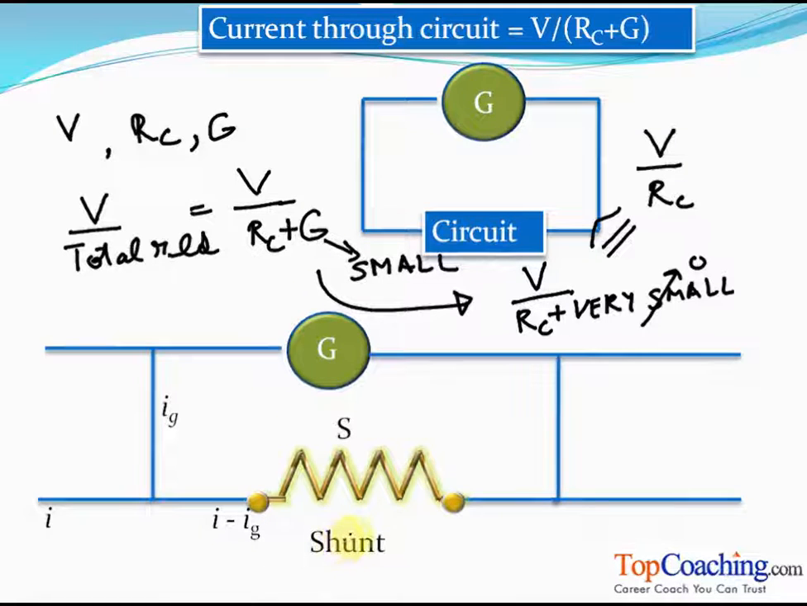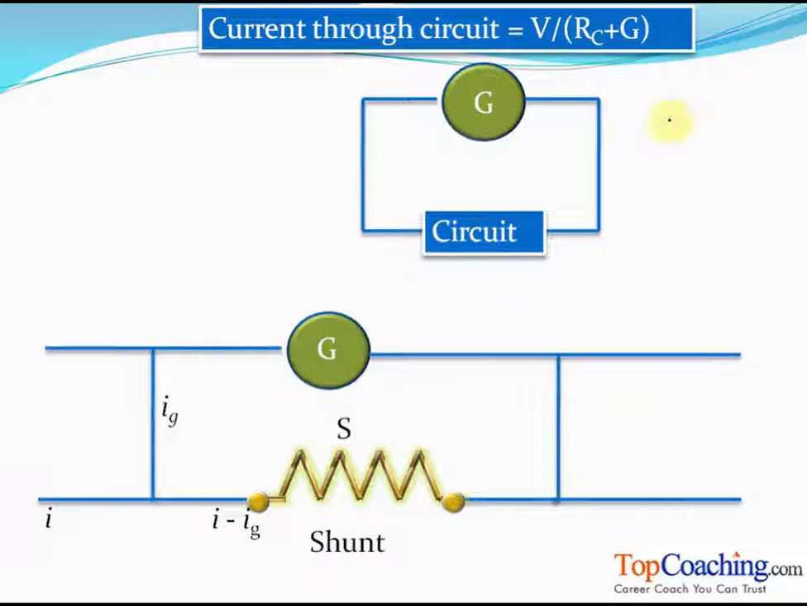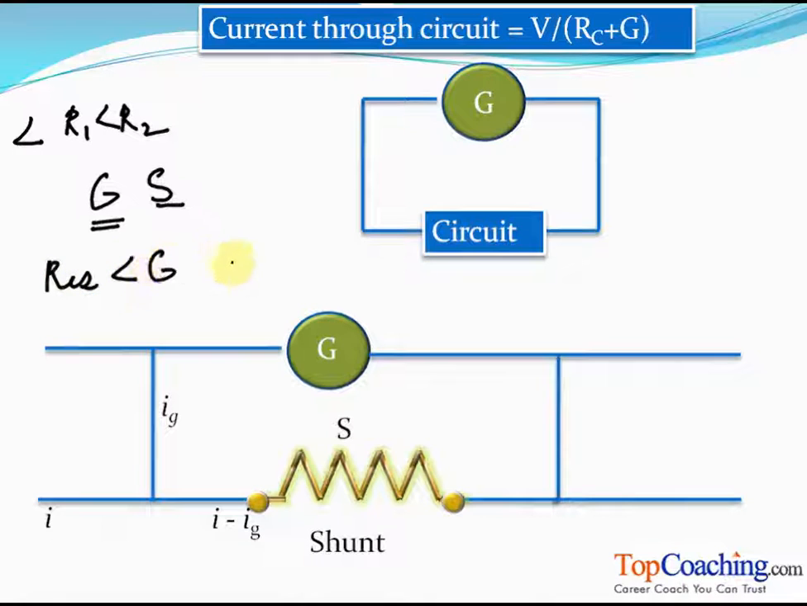Now to make sure that the galvanometer resistance is very small, we connect this shunt resistance in parallel with the galvanometer. You see, it has been found out that if there are two resistances R1 and R2, in that case, the equivalent resistance in case of a parallel connection between R1 and R2 is always less than R1 and it is less than R2. So that means if G and S are connected in parallel, in that case the net galvanometer resistance is less than G and it is less than S.